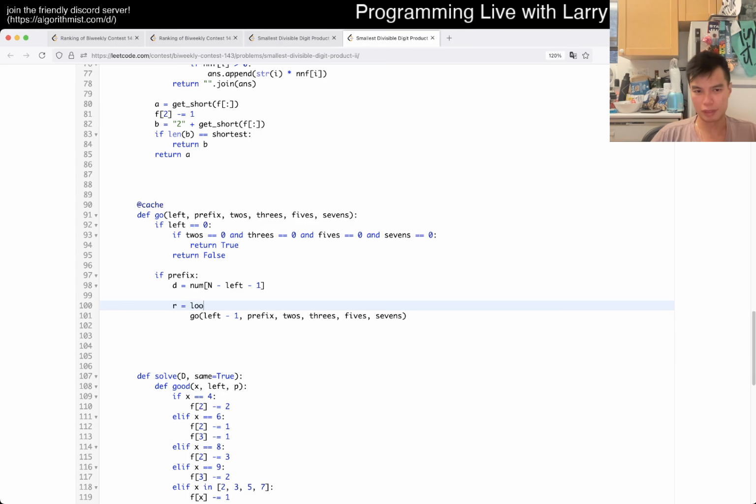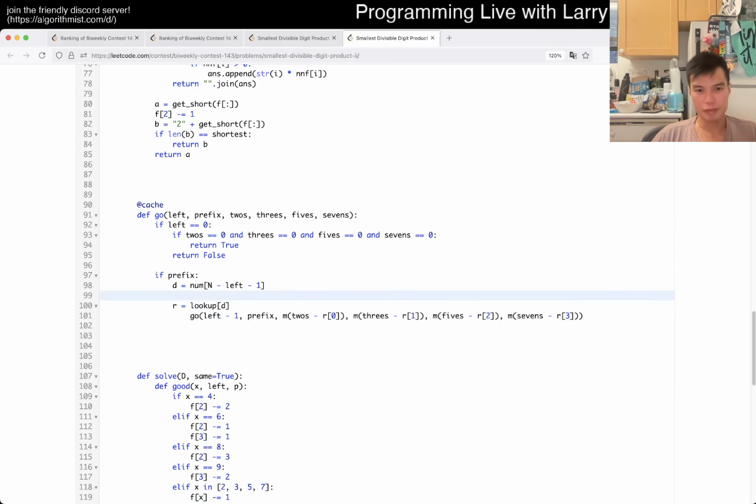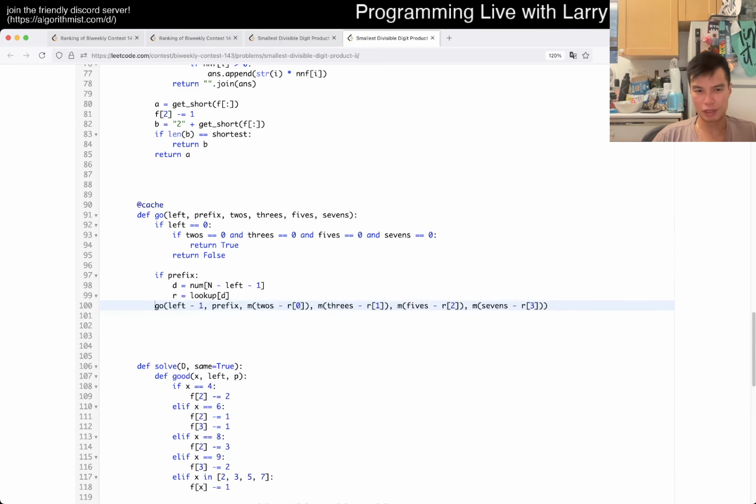R is equal to lookup of D, right? And then this is just going to be this minus R sub 0, plus R sub 1, plus R sub 2, plus R sub 3, make sure that this is at least 0 for the purpose of caching. And I think we're okay here. Okay, right. It's prefix, so if this is good, then we keep going on the prefix. If this is good, then we return true, rather.